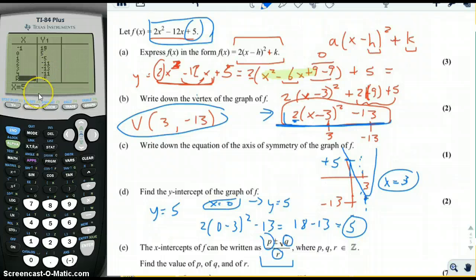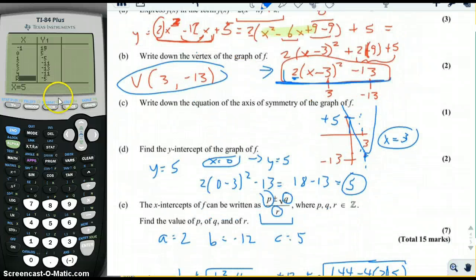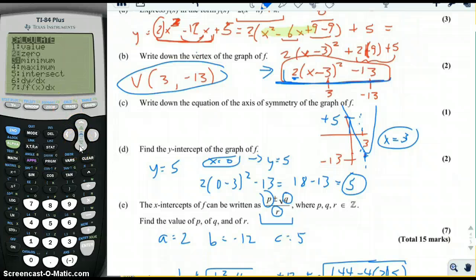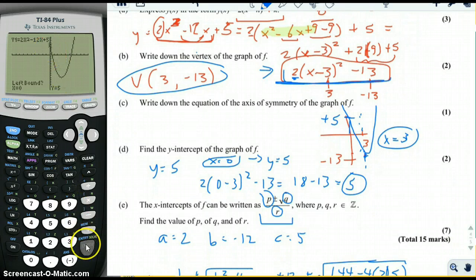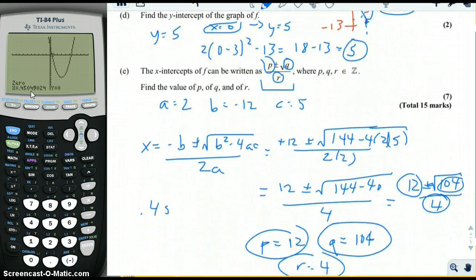Okay, and then how would you find the x-intercepts? Here you could use second calc, and then you would look for x-intercepts, which would be zeros. Oh, it's number 2 actually. And then you would say, okay, one of the x-intercepts is here. I'm going to set the left bound here, and then I'm going to go a little bit to the right, and then I'm going to guess, anywhere in between that range. And it tells me that one of the zeros is 0.450. Okay, so I'm going to put that here, 0.450.